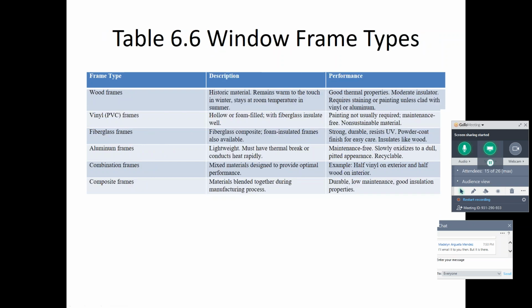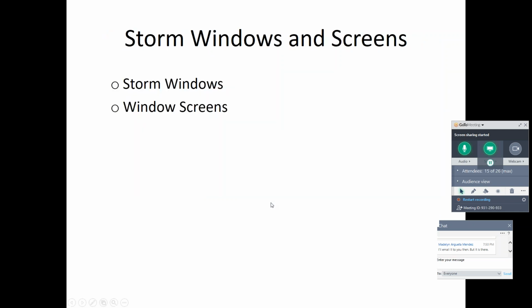Window frame types, more for you to think about. Storm windows and screens. Screens actually can be very helpful, protecting against the elements, but also acting as sun control and allowing for more window controls. I know, just opening and closing windows. What I like about this book is it puts things into perspective.